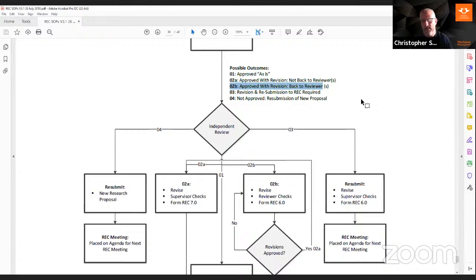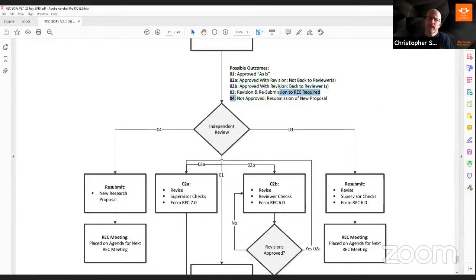Occasionally it happens that the reviewer is still not happy, and effectively then it cycles back. It goes back to the supervisor and student or the researcher for further changes, and then comes back again. But in 99% of cases, it will only go back once.